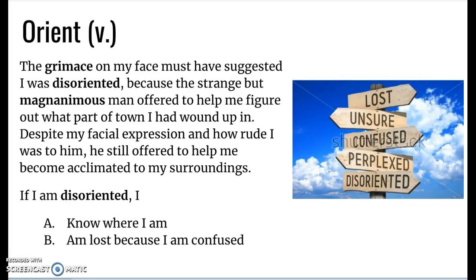Your next word is orient. Orient is a verb. The grimace on my face must have suggested I was disoriented, because the strange but magnanimous man offered to help me figure out what part of town I had wound up in. Despite my facial expression and how rude I was to him, he still offered to help me become acclimated to my surroundings. If I am disoriented, I A know where I am, or B am lost because I am confused.